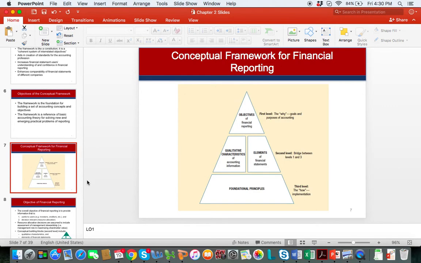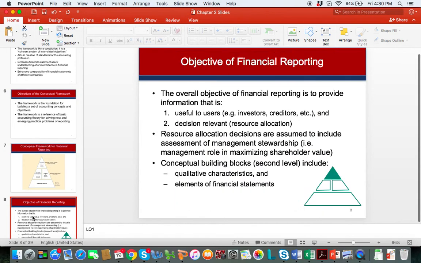So the conceptual framework for financial reporting, you can just see, the foundation principles are the how, so how you implement it, and you go right up to the objectives of financial reporting, the why, so it's the goals and the purpose of it. And in between, what joins the two up are the qualitative characteristics and the elements of the financial statements.